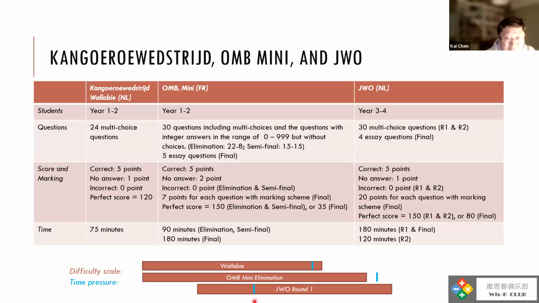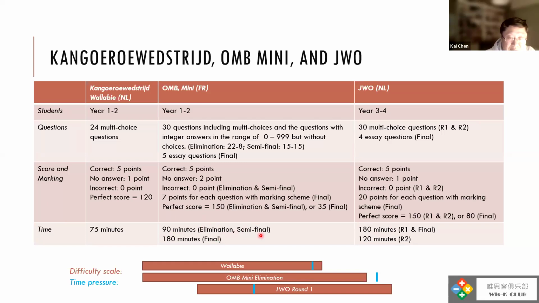Regarding the difficulty, I would say Wallaby is one of the easiest of the three competitions, and the JWO is a little bit harder. But if you think about time pressure, for instance, for Wallaby you have 75 minutes, but with JWO you have 3 hours for the first round and 2 hours for the second round. So you have much more time. But OMB gives you only 90 minutes, just half of the time compared to the JWO for the first round. They call it the elimination round.